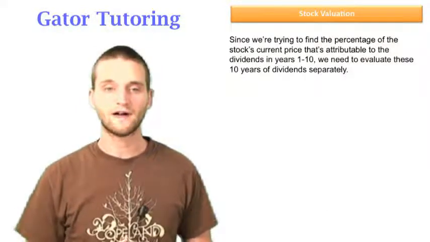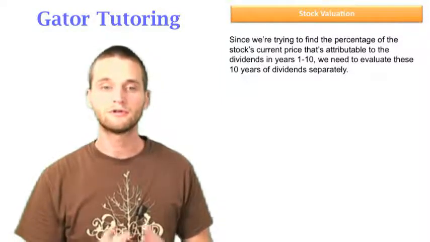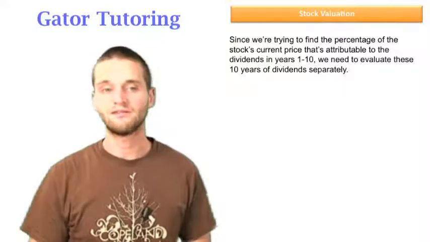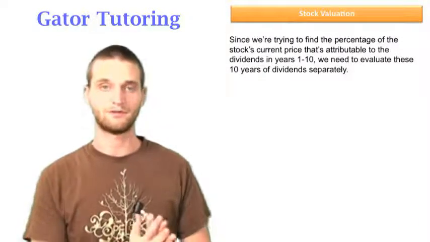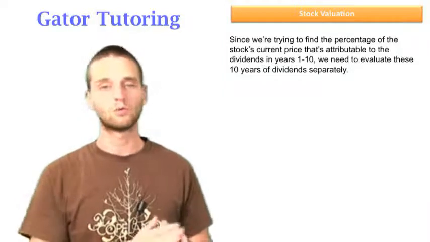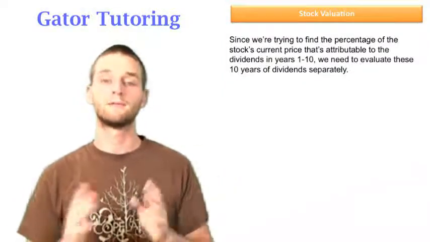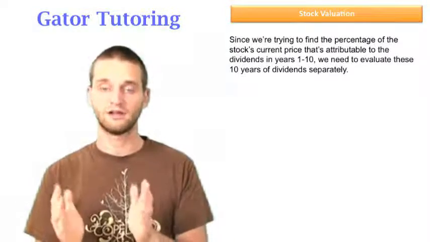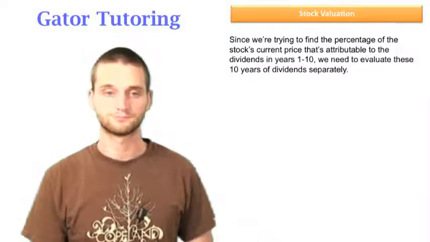Since we're trying to find the percentage of the stock's current price that's attributable to the dividends in years 1 through 10, we need to evaluate these 10 years of dividends separately. So we're basically breaking up the stream of dividends. We just found what all the dividends are worth starting in year 1 going on into infinity. But the question asks us to find the first chunk, the first 10 dividends, and define what they're worth as a percent of all of those dividends.